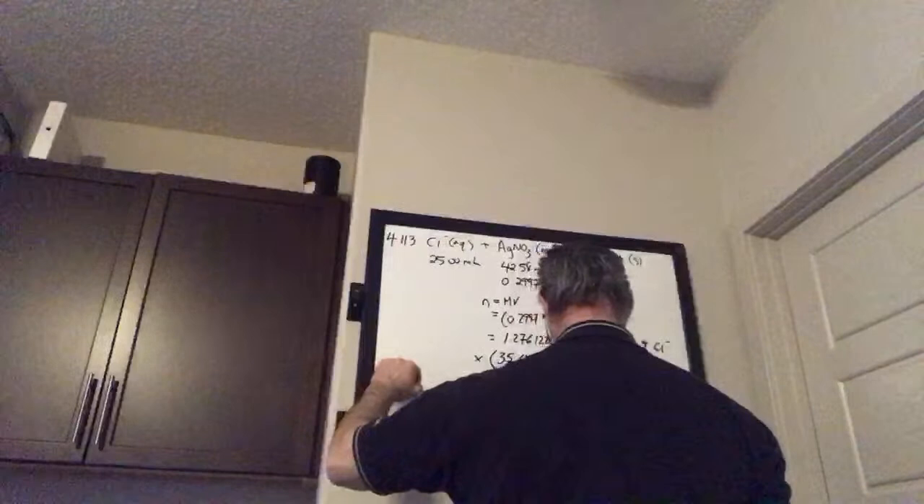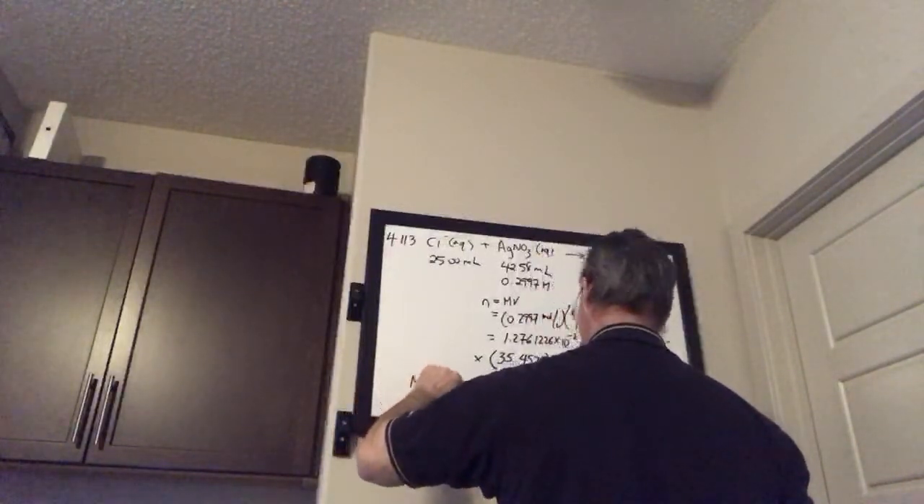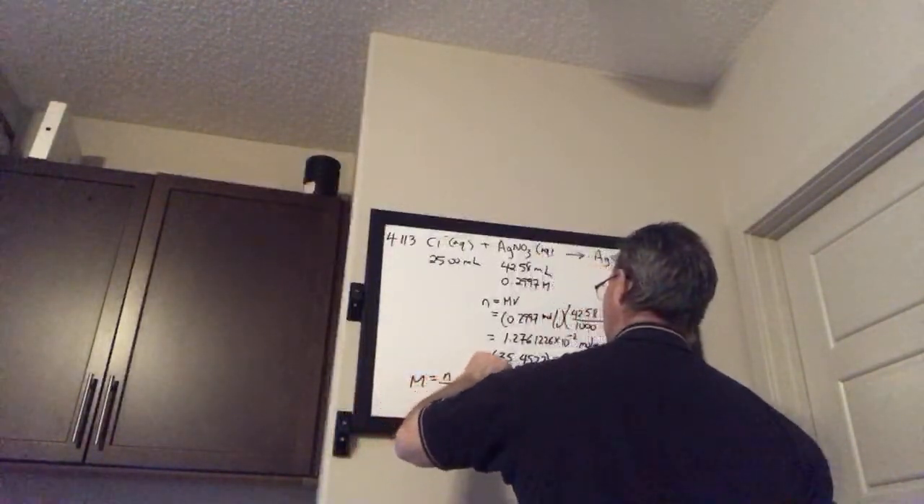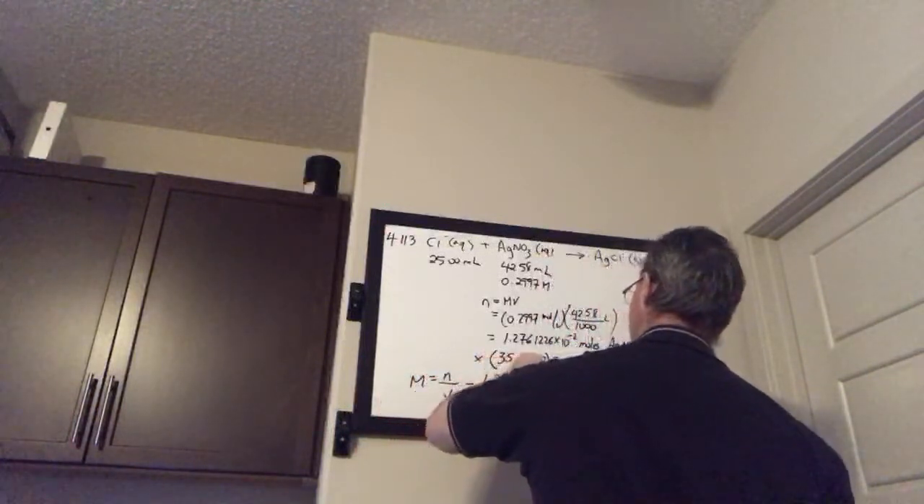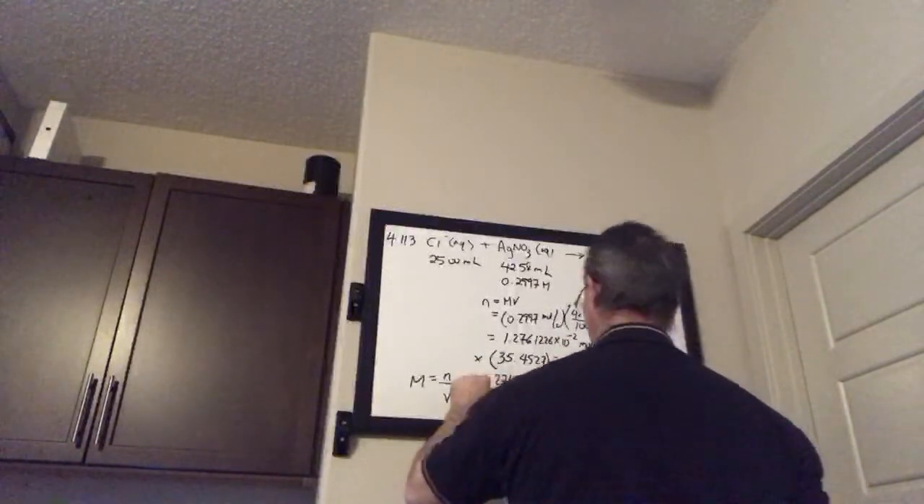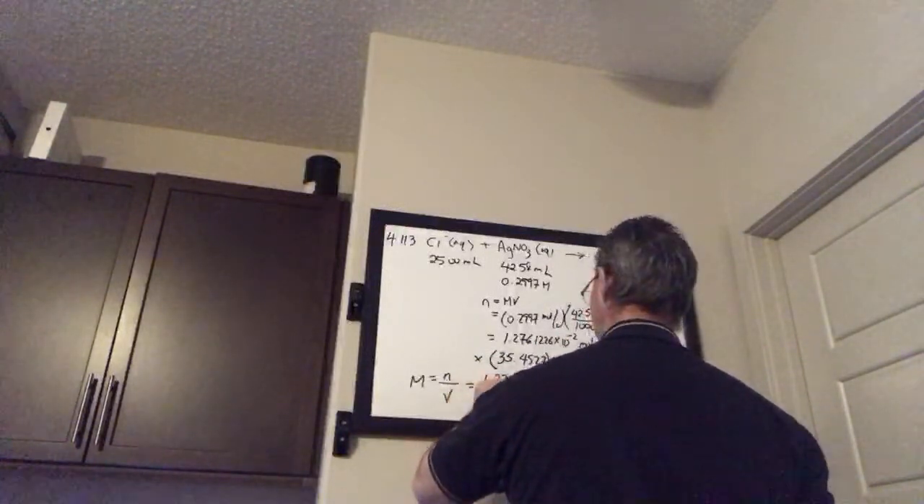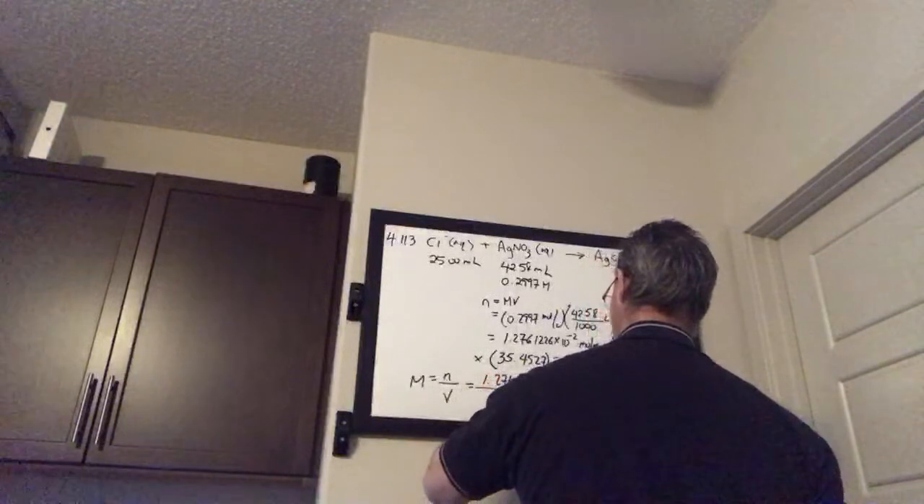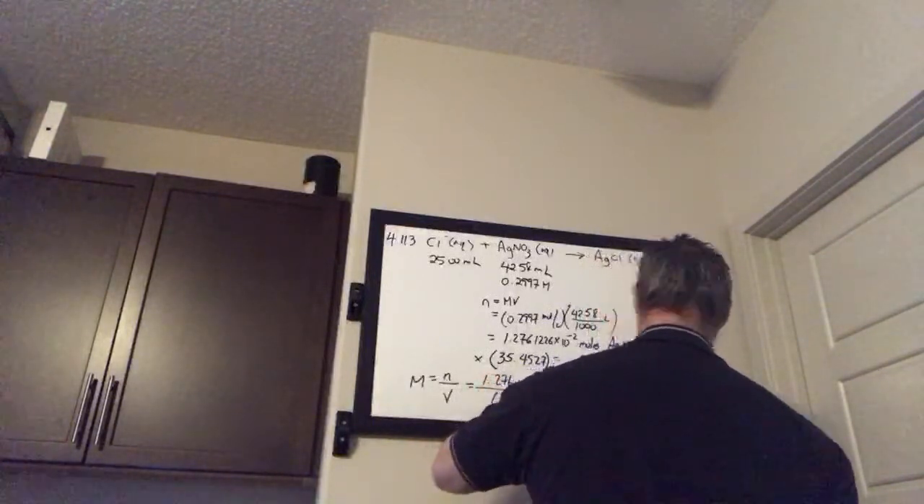So the molarity is going to be, again, n over V. So 1.276, etc., times 10 to the minus 2 moles of chloride divided by the volume of the solution, which is 25 1,000ths of a liter.